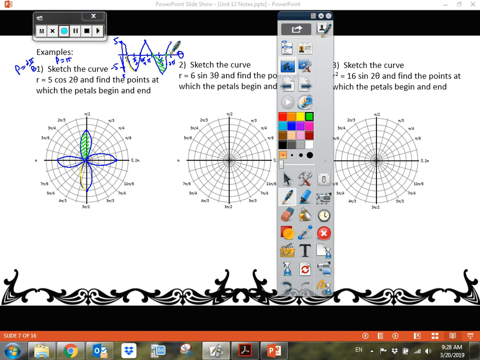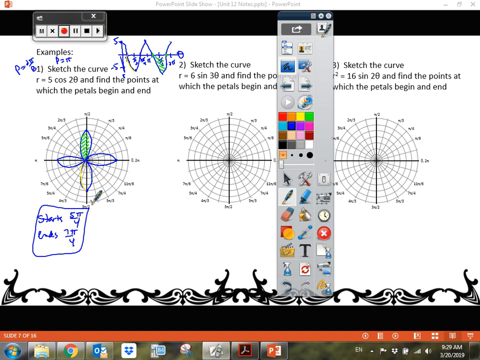So we need to calculate what that would be. So that's 3 pi, so let's figure out. We've got pi right here, then it starts here. So it looks like it starts at 5 pi over 4. Then over here, it's right over here, so it ends at 7 pi over 4. That's what you would tell me if that's the petal that I highlighted.